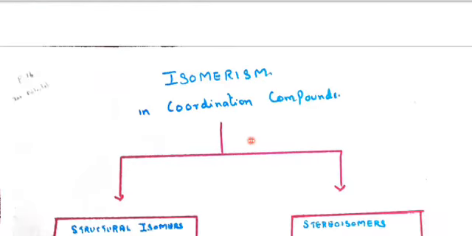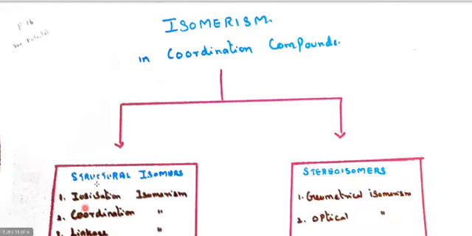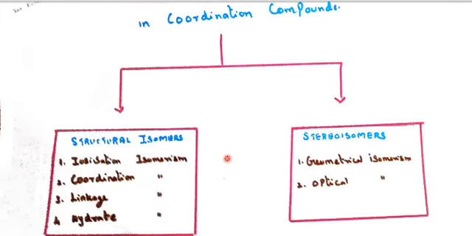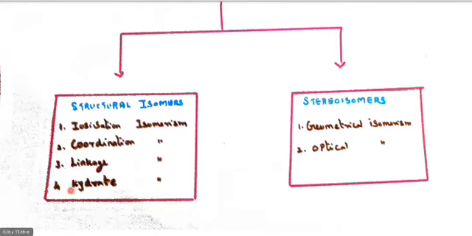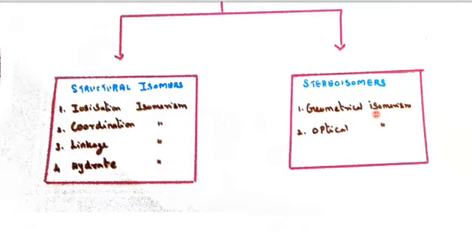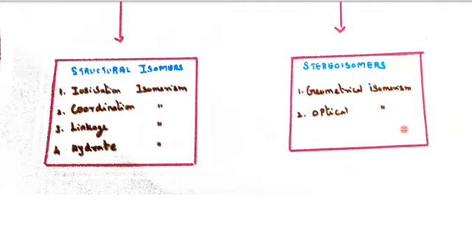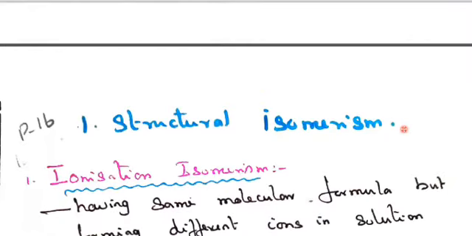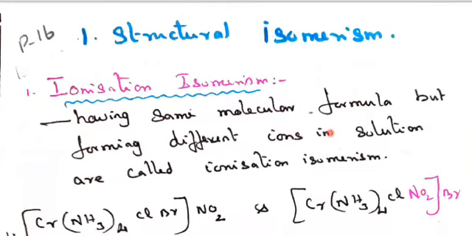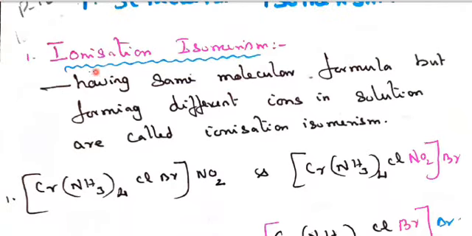Isomerism in coordination compounds has two types: structural isomerism and stereoisomerism. Structural isomerism has four types: ionization isomerism, coordination isomerism, linkage isomerism, and hydrate isomerism. In stereoisomerism, the spatial arrangement of the elements differs, as in geometrical isomerism as well as optical isomerism. So here first we'll see structural isomerism, ionization isomerism first.